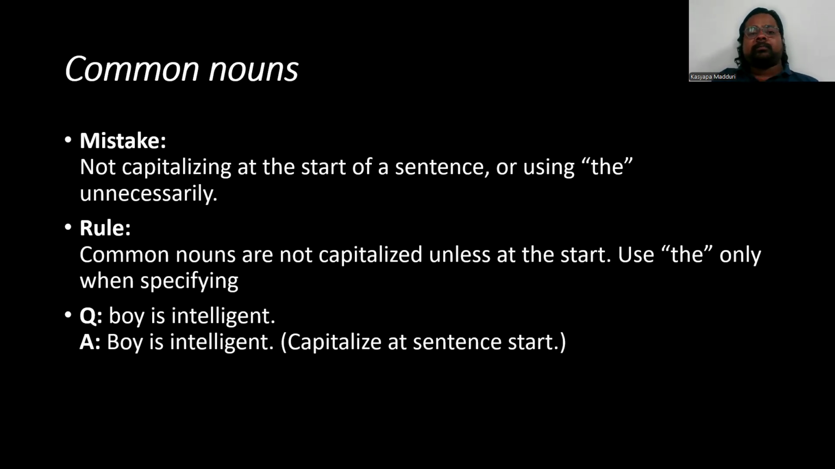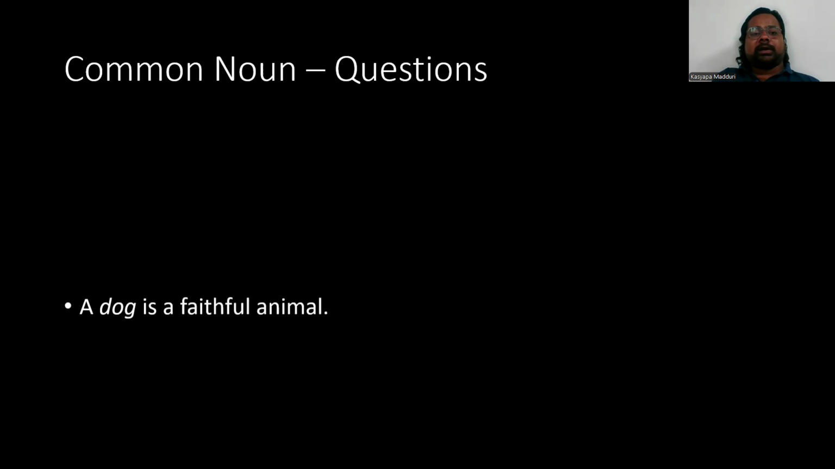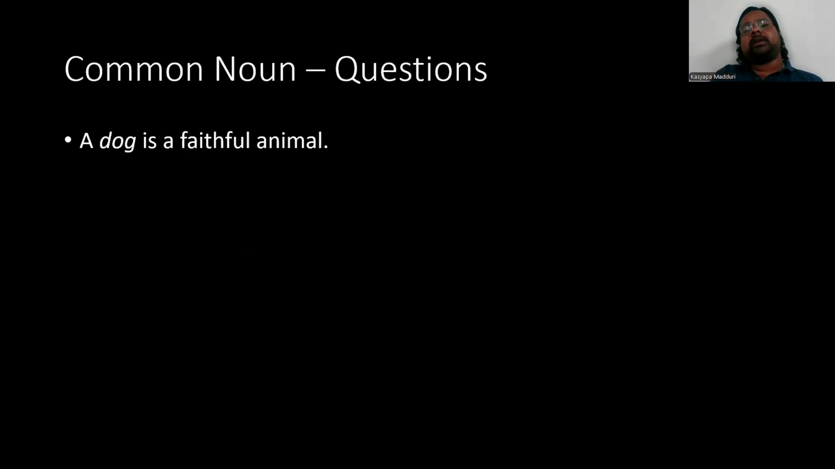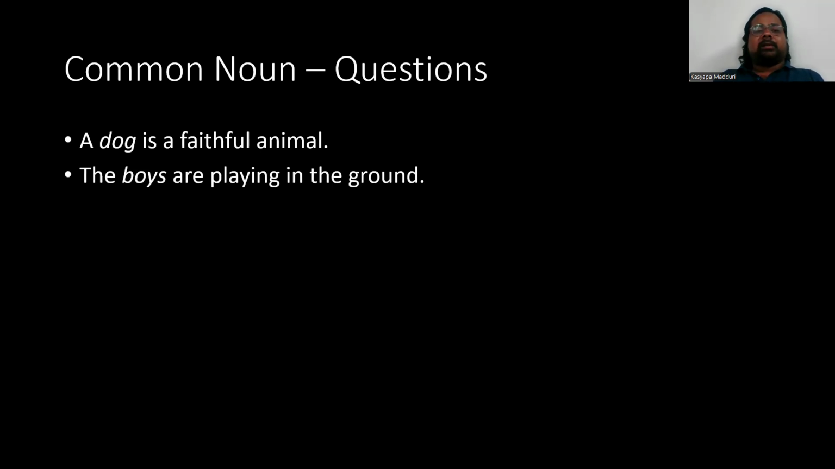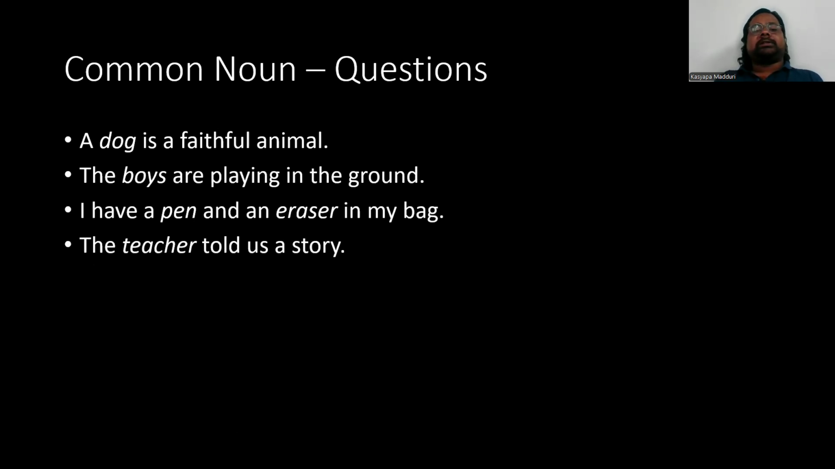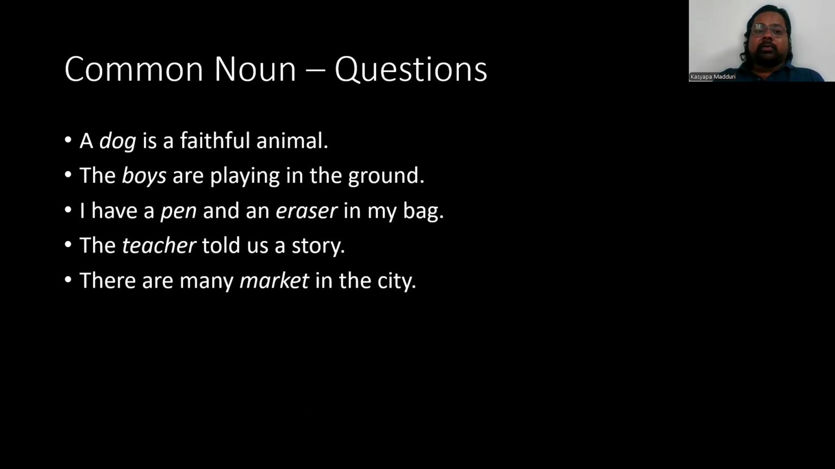Now let us see some questions. Okay. A dog is a faithful animal. Is it "a dog" or "the dog"? Is this sentence correct or wrong? Decide. Next. The boys are playing in the ground. Next. I have a pen and an eraser in my bag. The teacher told us a story. There are many market in the city. So, which of these sentences have errors and what are those errors? Do it right now and let us see the answers now.